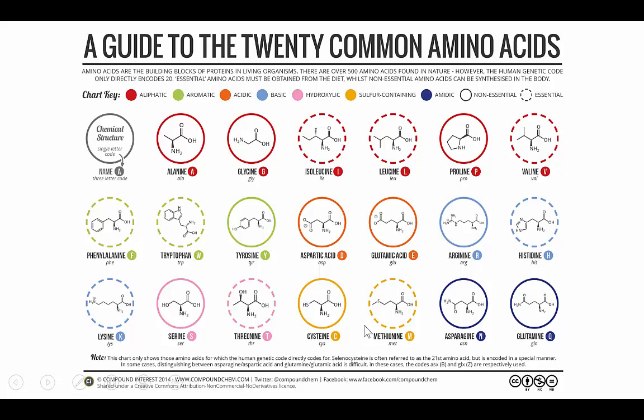So this is the general structure of an amino acid, and depending on the functional groups, they can be categorized with different colors. About half of them can be synthesized in our body, but the other half we cannot synthesize in the body. That's why we should take them from food. This kind of amino acid we call an essential amino acid.